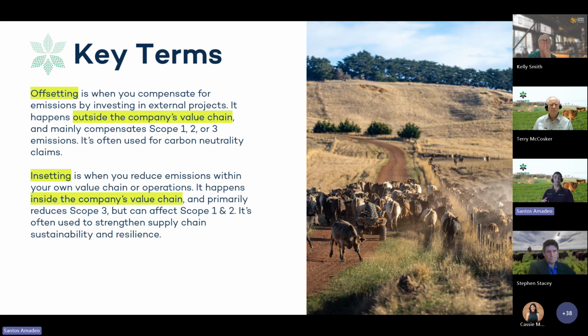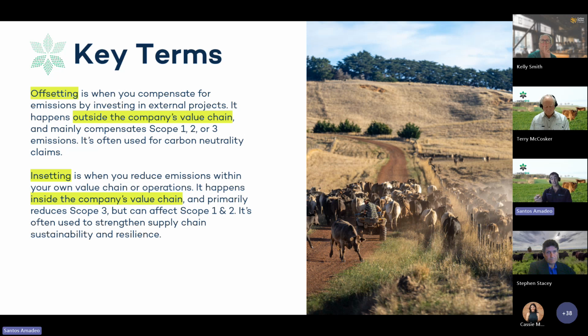On the other hand, insetting in this case for McDonald's would be actually investing in their supply chain. So how can I reduce those emissions coming from my beef suppliers, for example? Can I get them to do different kinds of management practices on the land so that scope 3 reduces substantially? When they invest in projects like this, that's called insetting, and it goes directly into reducing their scope 3.